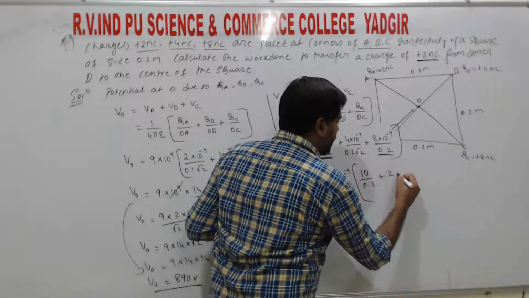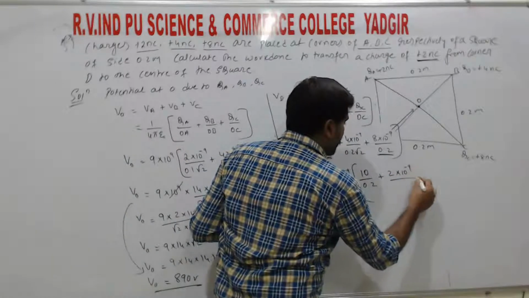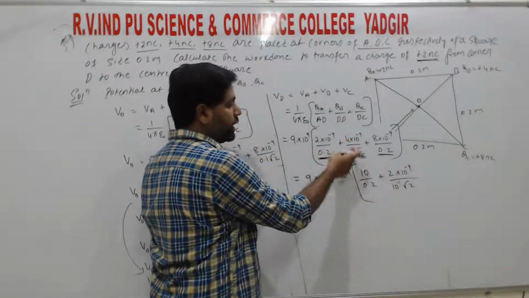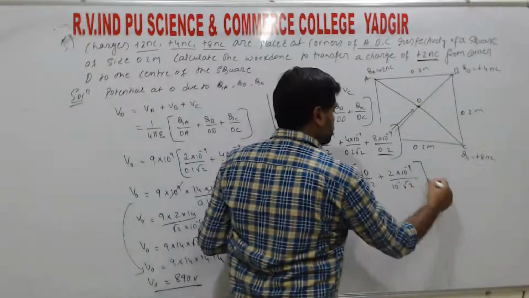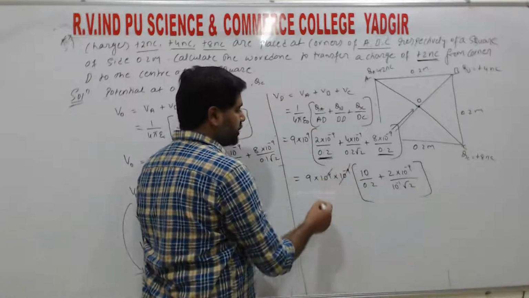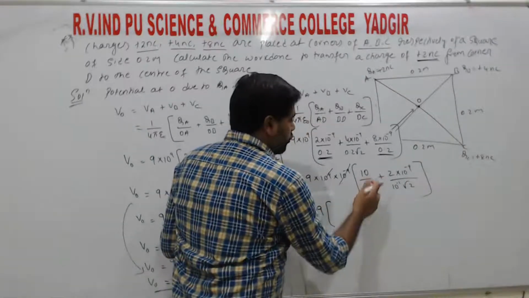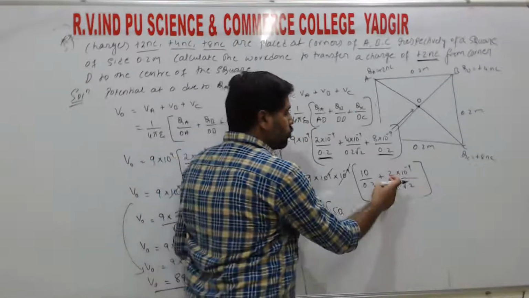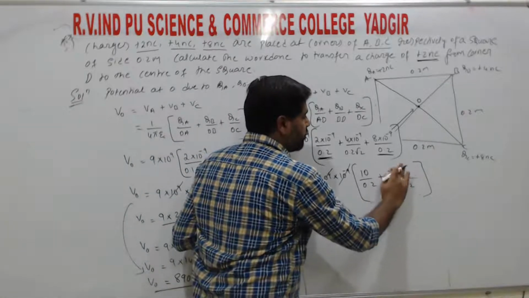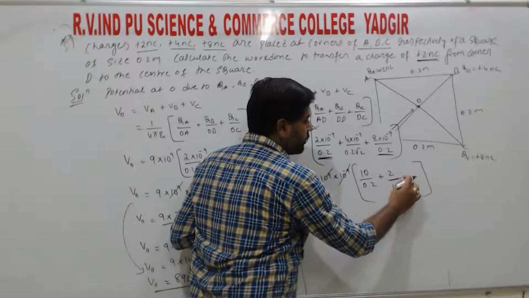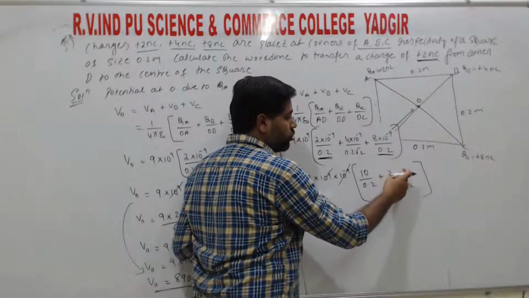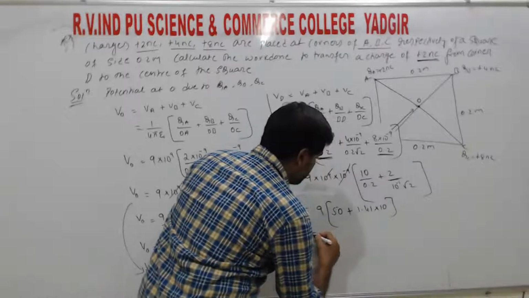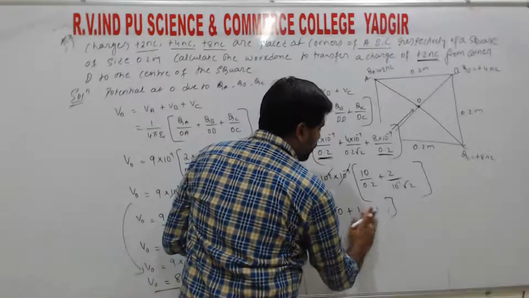So 4 can be written as 2 into 10 to the power of minus 9. 0.2 can be written as 2 into 10 to the power of minus 1. So 2 gets cancelled. Minus 9 plus 9 get cancelled. So this becomes 100 divided by 2, so it becomes 50, right? So 2 divided by root 2 into root 2, so we get root 2, 1.41 into 10, right? So that means here it becomes 14.14.